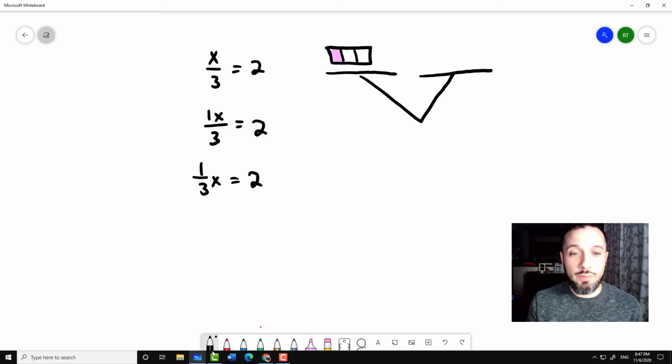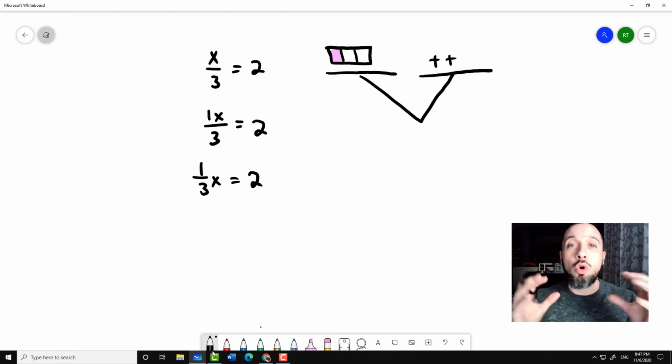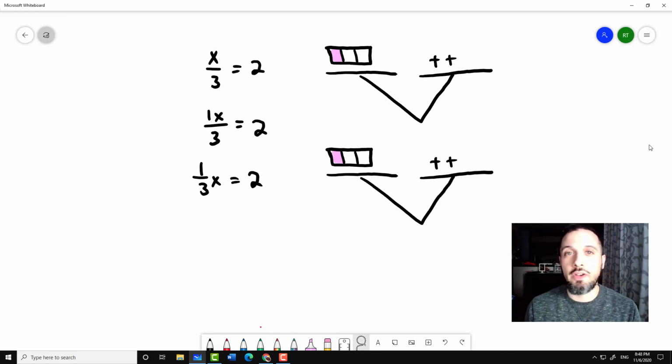And on the other side, we have 2 positives. So let me draw 2 pluses to represent my +2. Remember, we want the whole amount, not 1 out of the 3 parts. We want the whole thing. This is one of my favorite problems because it's very visual. You can see what's happening. I love the fact that you can see what's going to happen here.